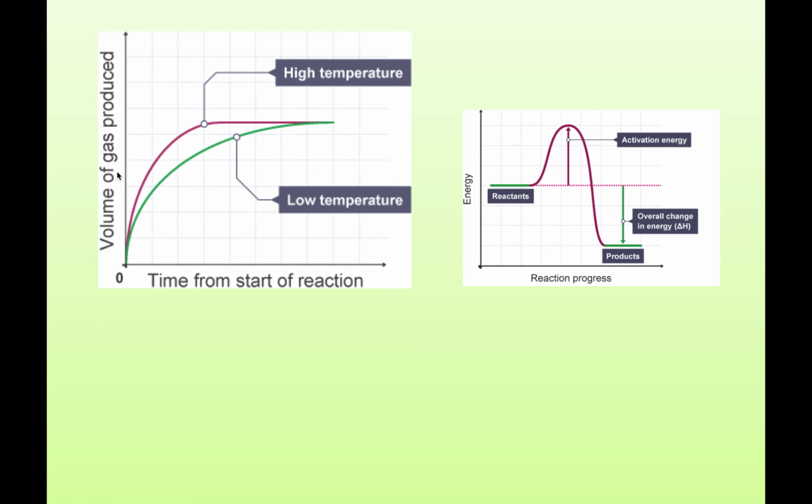This is a similar kind of thing. So the volume of gas produced and the time. At a low temperature, you get a curve that looks like this. At a high temperature, you get a steeper curve. Remember, gradient gives reaction rate, so the gradient here is greater. And then, because you're using the same amount of reactants, then you get the same total volume of gas.